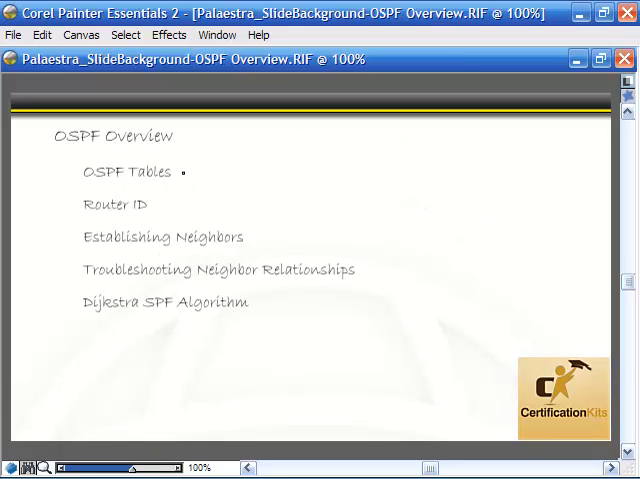So we have done an overview of OSPF. We've talked about the tables, the topology table, the routing table, the router ID and what that's for, the process of establishing neighbors. And again, if the router is unable to establish a neighbor relationship, it's not going to exchange routing table, not going to be able to route. Troubleshooting those neighboring relationships as well as the Dijkstra SPF algorithm.